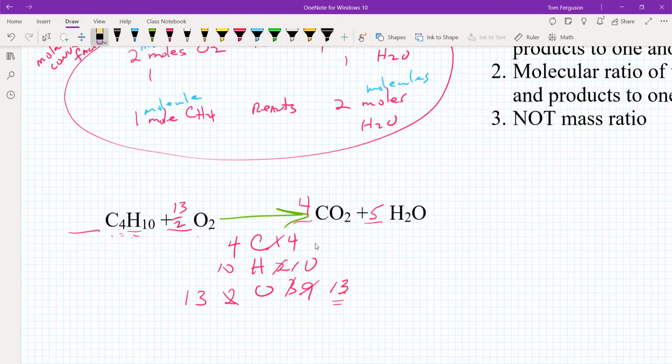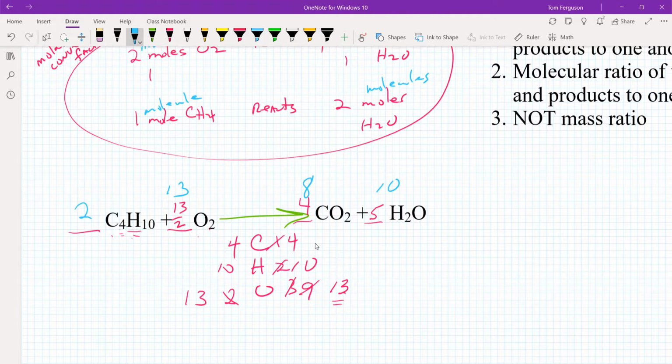Multiply everything by 2. Exactly. So if we multiply 13 over 2 by 2, it becomes 13. But this is like an equation. What we do to oxygen, we have to do to butane, we have to do to carbon dioxide. So everything's multiplied by 2. Okay. So that means this becomes 2. This becomes 13. This becomes 8. This becomes 10. So I multiplied everything by 2.